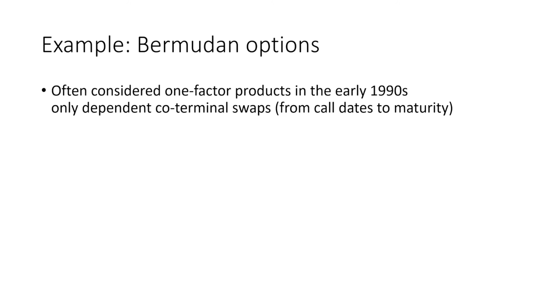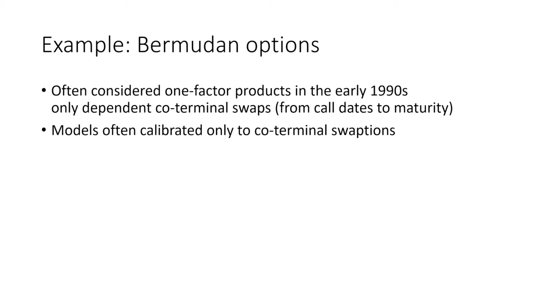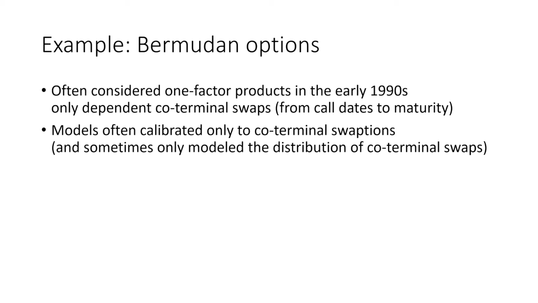As a final example to illustrate this point, consider industry practices for Bermudan options in the early 1990s. At the time, Bermudan options were widely managed as one-factor products, only dependent on so-called coterminal swaps from early exercise dates to maturity. Models were often calibrated only to coterminal swaptions. I even came across some models of a distribution of coterminal swaps entirely ignoring the rest of the yield curve.